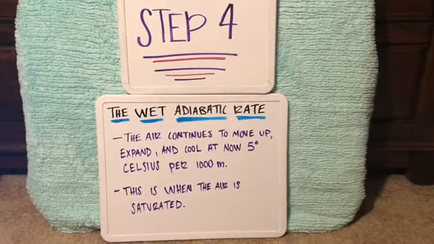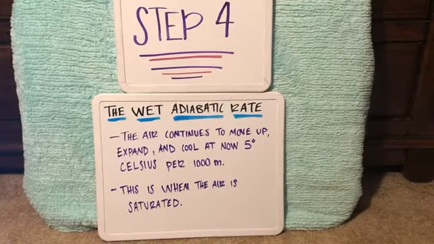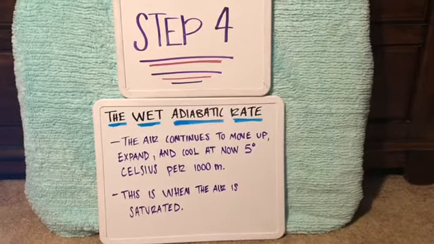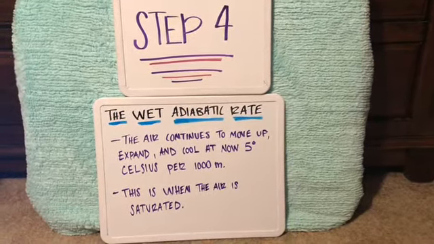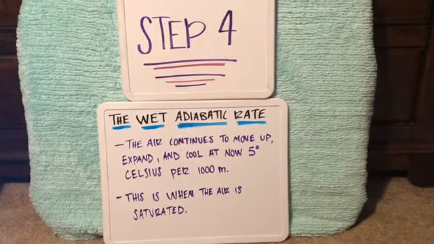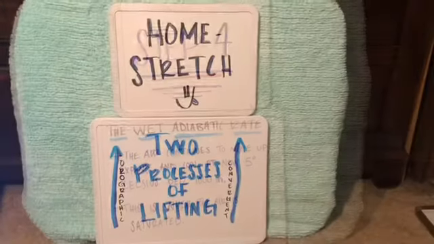At last, the air has reached the wet adiabatic rate. The air continues to move up, expand, and cool, and now it cools at 5 degrees Celsius per 1,000 meters. This is when the air is saturated. So now the air is holding the maximum amount of water vapor.